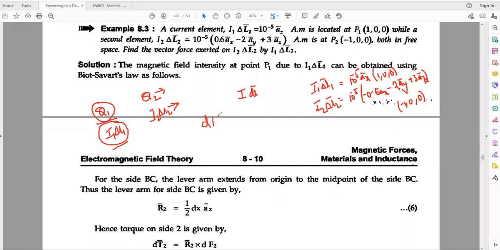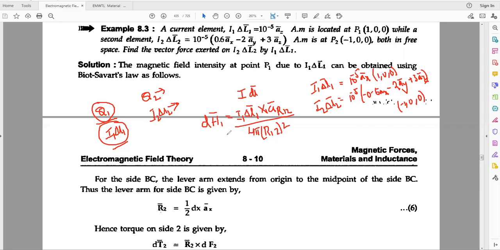The differential H bar, or H1 bar, is equal to I1 delta L1 cross AR12 bar, whole divided by 4 pi R squared. That R is R12, whole squared. This is the formula, according to Biot-Savart's law, for the magnetic field intensity at the point P1 due to the I1 delta L1.